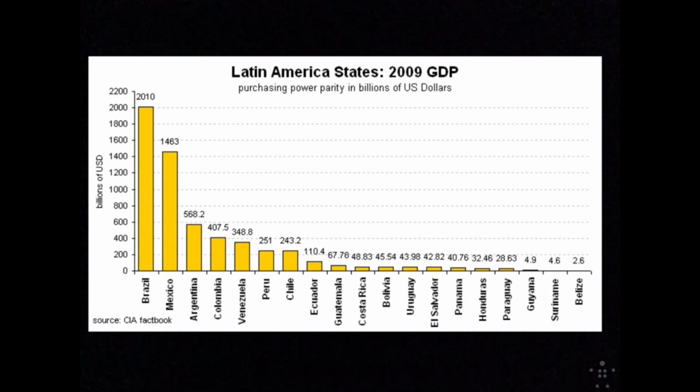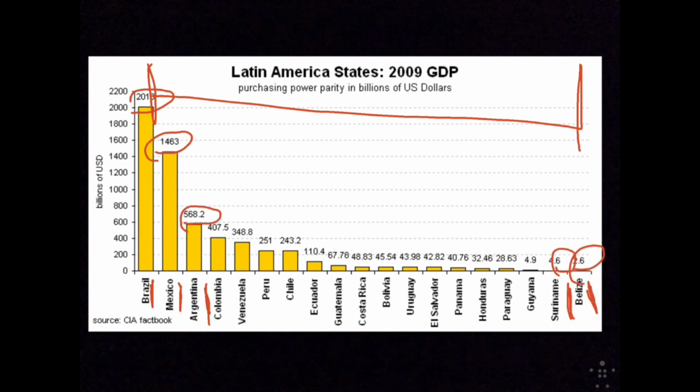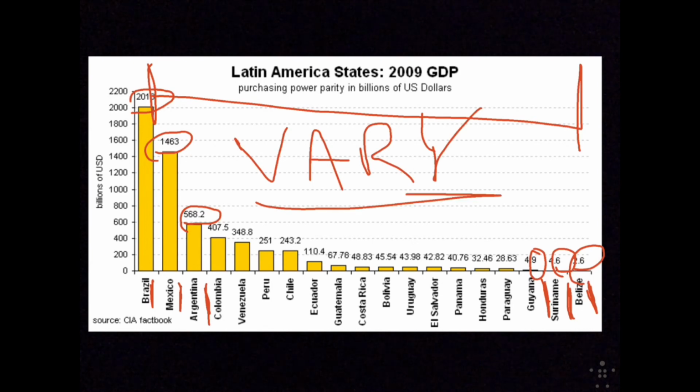And as you can see here, we have a wide range of economic activity in the area. Brazil, Mexico, highly industrialized areas. You can look at their GDP in billions of their economy. Very, very high. Argentina doing fairly well, but then you look on the other scale at Belize or Suriname or Guyana. We are extremely low. The economic area, this area varies. That's what I'm looking at here.